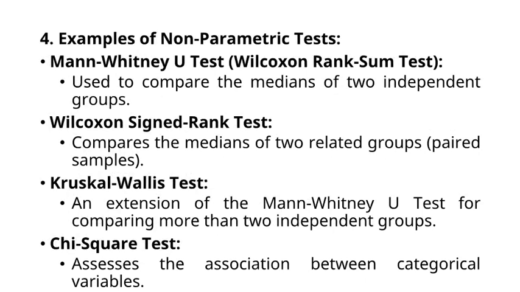Mann-Whitney U test, Wilcoxon rank sum test, used to compare the medians of two independent groups. Wilcoxon signed rank test, compares the medians of two related groups, paired samples. Kruskal-Wallis test, an extension of the Mann-Whitney U test for comparing more than two independent groups. Chi-square test assesses the association between categorical variables.